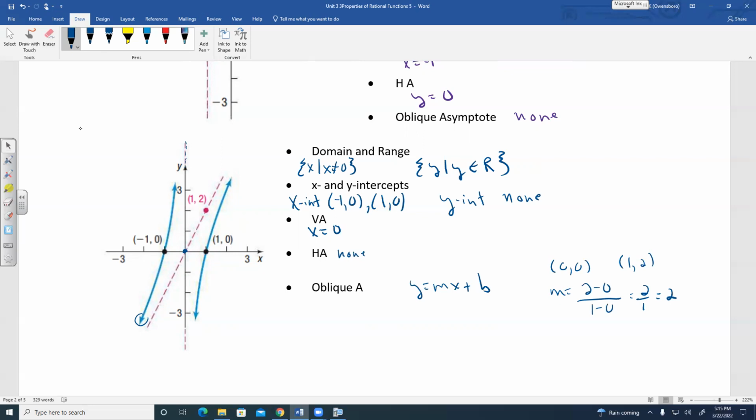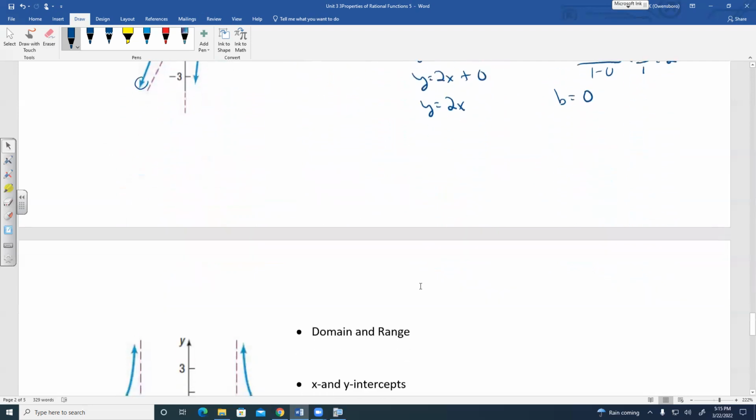2. The y-intercept, or the b, is where it crosses the y-axis, and that slant asymptote does cross the y-axis at 0. So b is going to equal 0. So your slant asymptote is actually going to be y equals 2x plus 0, or in other words, just y equals 2x would be the oblique asymptote. So we have to use the formulas to find the equation of a line. And remember, that's going to be y equals mx plus b.